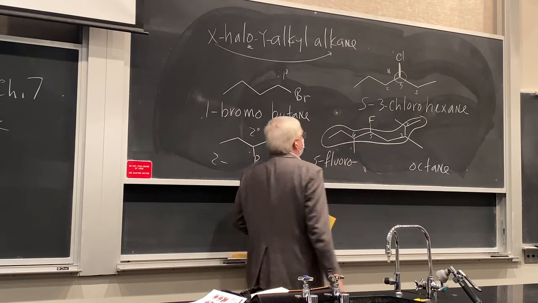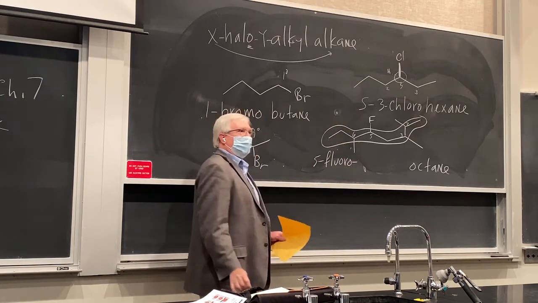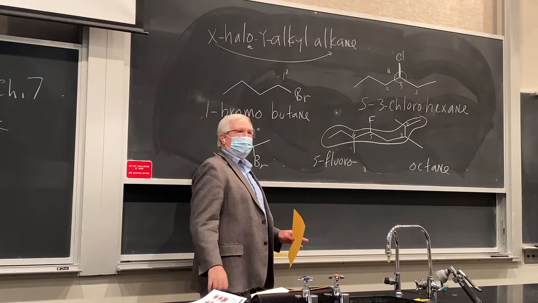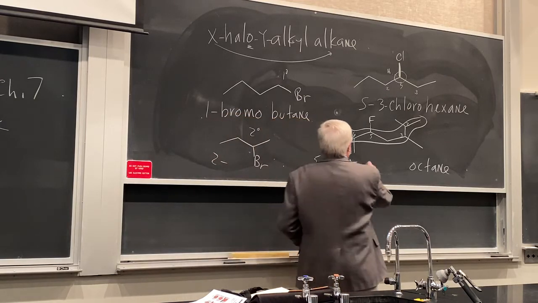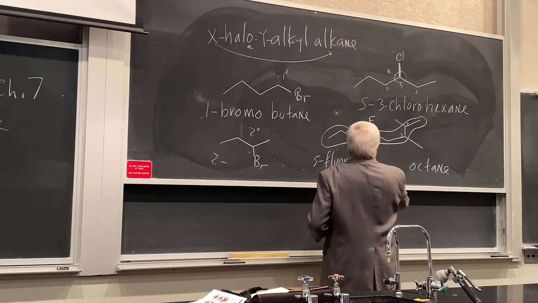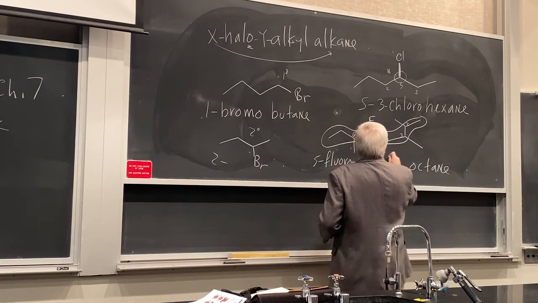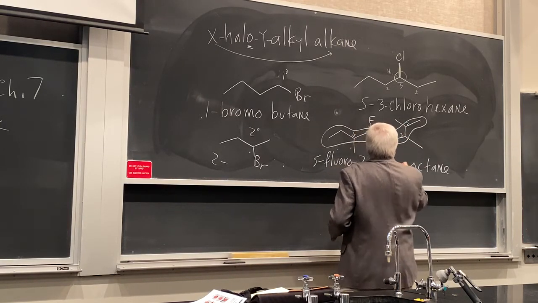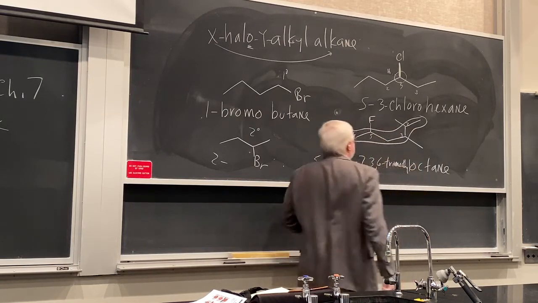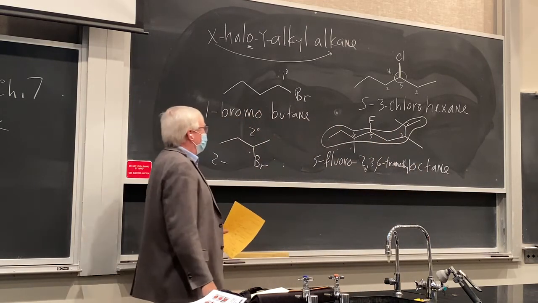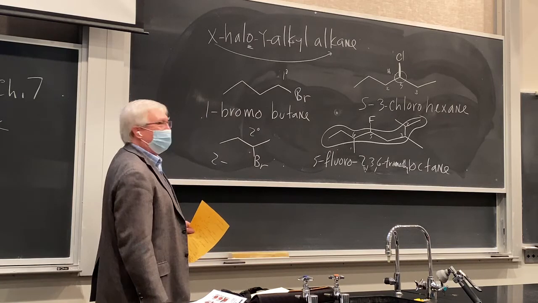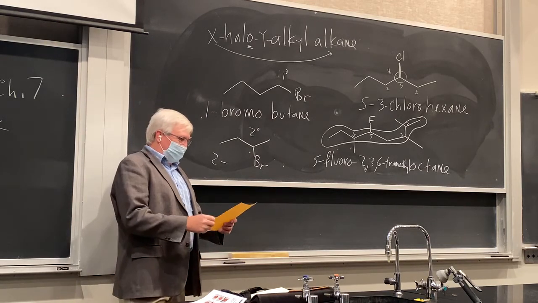And we don't have any stereochemistry shown, so we don't have to worry about it. Okay, they're all just standard lines. And then we've got what? 2, 3, 6 trimethyl. Sorry, that's kind of small. 5-fluoro-2,3,6-trimethyloctane. Everybody okay with that one?